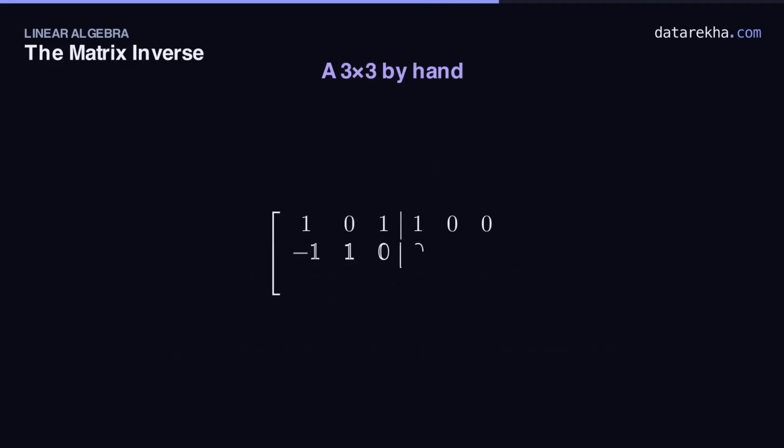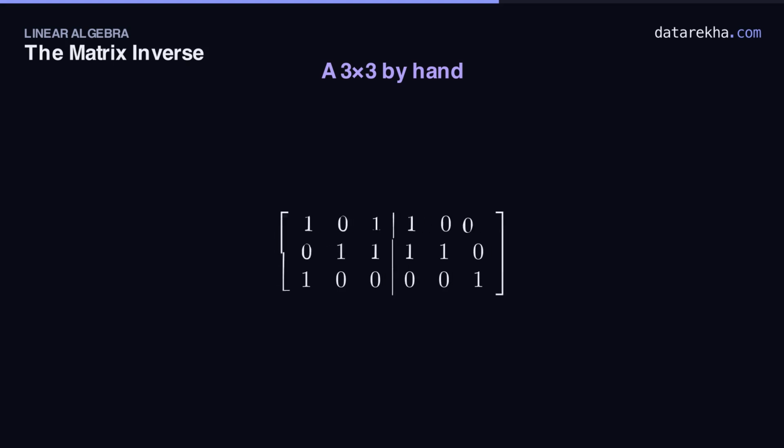Here is our matrix A, and I've already stacked the identity on its right, with a bar between them. The left three columns are A, the right three start as the identity. Our whole job is to turn that left block into the identity. First, clear the entries below the top left one.